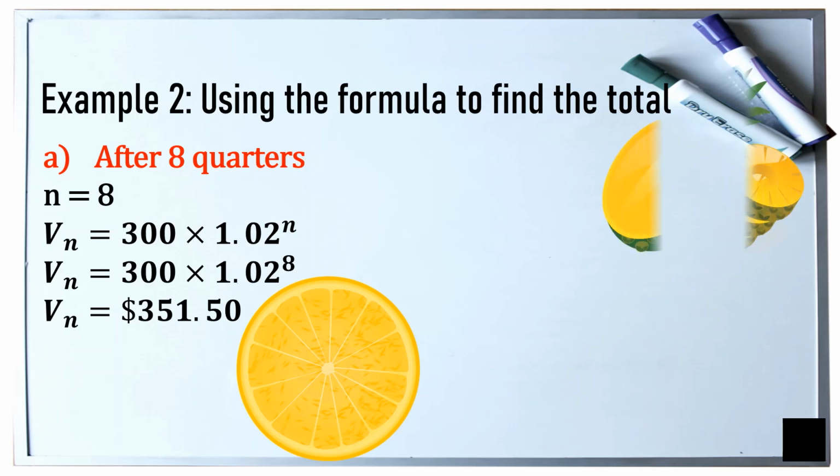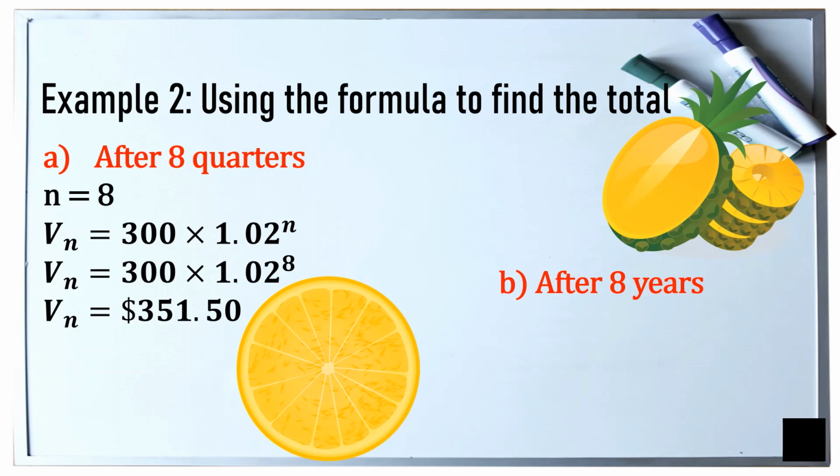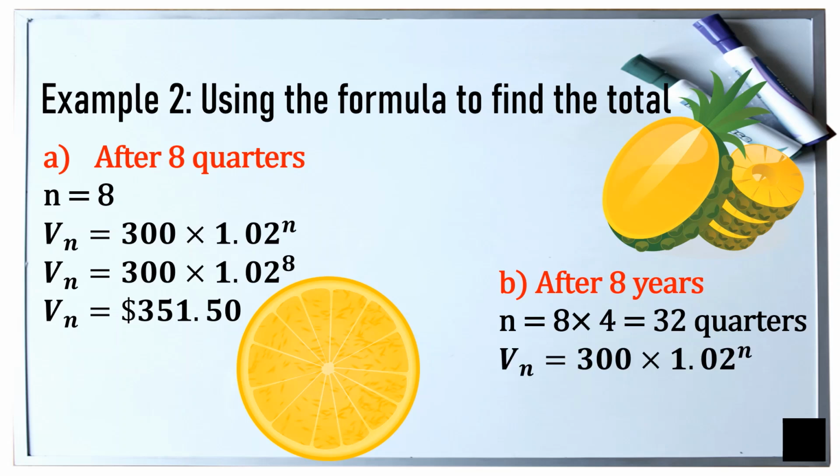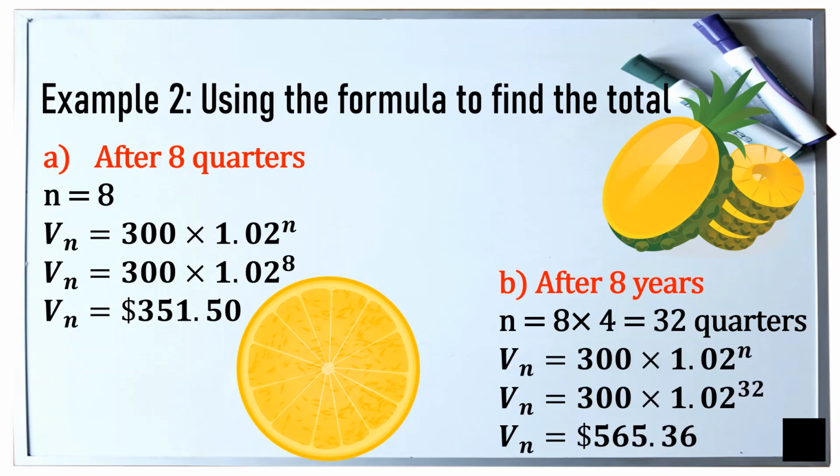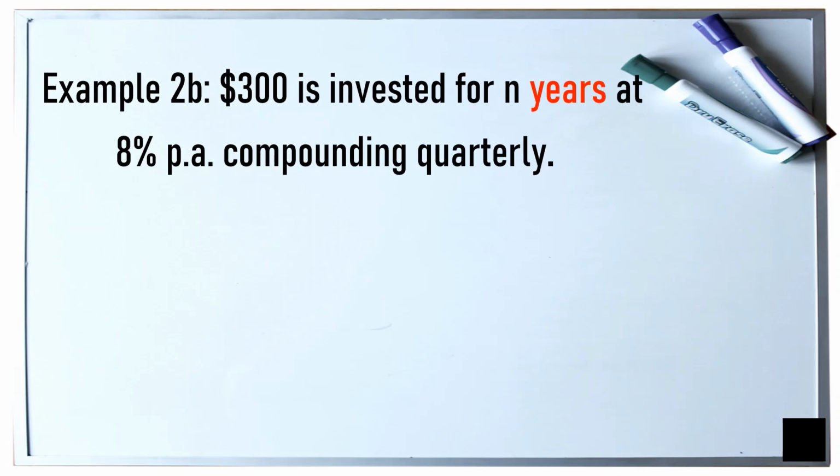Now if I want it after 8 years, I can't just simply substitute in 8 because the formula is calibrated for quarters. I need to change 8 years into 32 quarters. And then I can substitute in, like I did with the previous one, and I get $565.36.